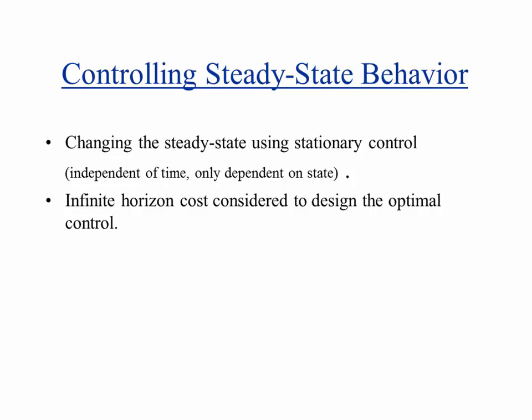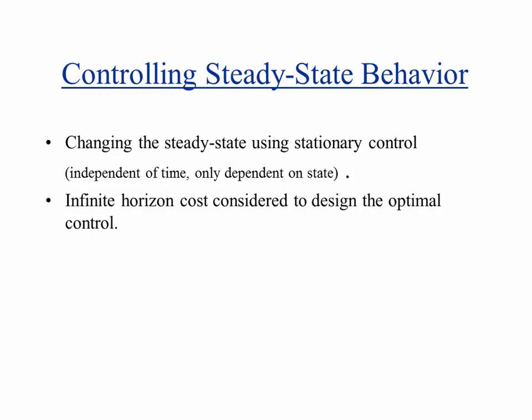If you end up in a particular state, you are going to apply this control action, right? That can be done by extending the horizon to infinity. So instead of working with a finite horizon problem, you extend the horizon to infinity, and you get what is called a stationary policy, something that does not change with time. And that's what we worked out. So, changing the steady state using stationary control, the control is independent of time and only depends on the state. In this case, the infinite horizon cost is considered to design the optimal control.